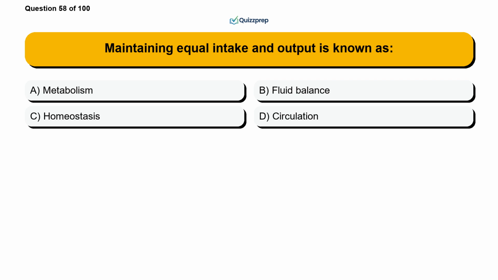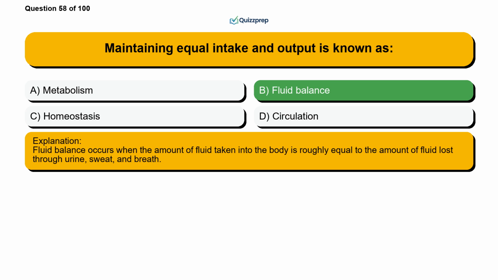Question 58. Maintaining equal intake and output is known as: option A, metabolism, option B, fluid balance, option C, homeostasis, option D, circulation. The correct answer is option B, fluid balance. Fluid balance occurs when the amount of fluid taken into the body is roughly equal to the amount of fluid lost through urine, sweat, and breath.